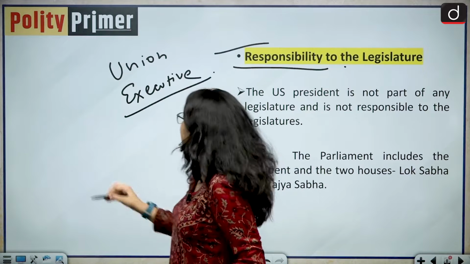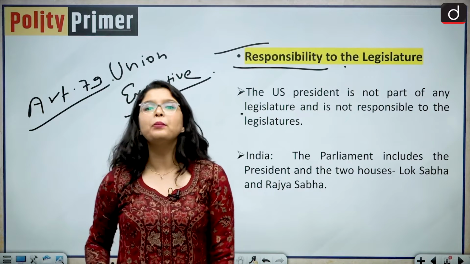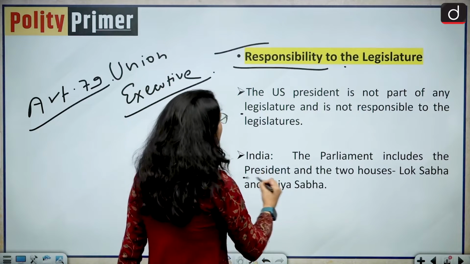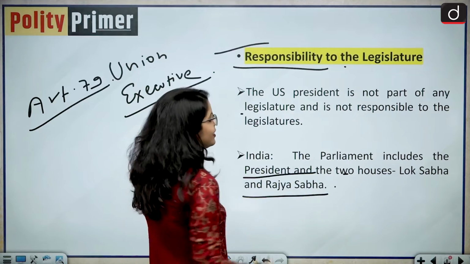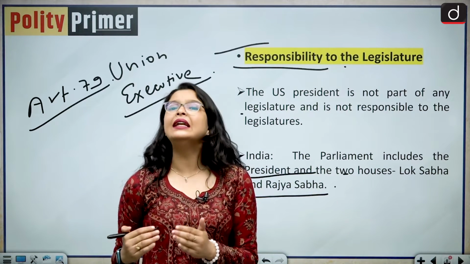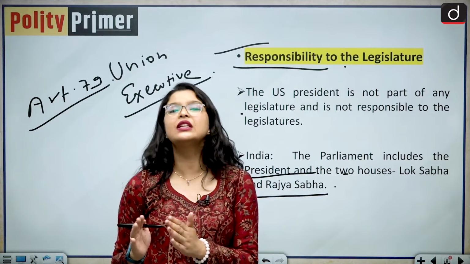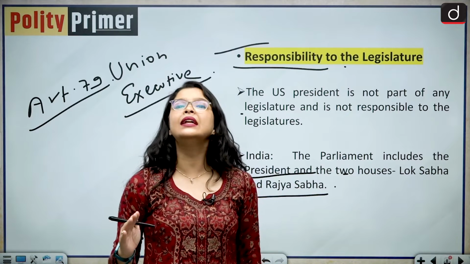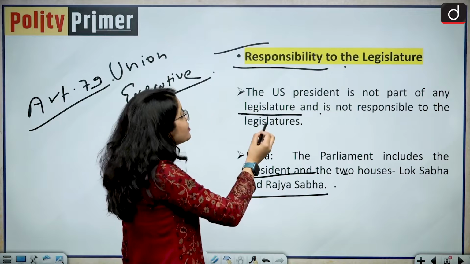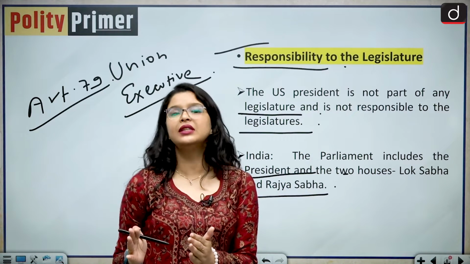Okay. Article 79 of our Indian Constitution talks about the composition of the Parliament, and it specifically states that the Parliament includes the President and the two Houses, that are the Lok Sabha and the Rajya Sabha. So basically, the President in India is a part of the Union executive, but the same is not the case with the US President. He is independent of the legislature and is not a part of any legislature, and hence is not responsible to the legislature. So it is a completely independent post in the USA.